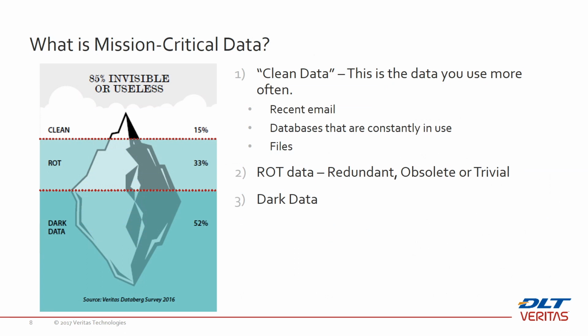Number 2, rot data. For example, mass emails, spam, or a former employee's data. And number 3, dark data. This is data for which no one really knows who the owner is, whether it is agency relevant or not, yet can take up expensive disk space. But dark data may still be subject to compliance requirements, which could require that information to be subject to retention rules and archived accordingly.